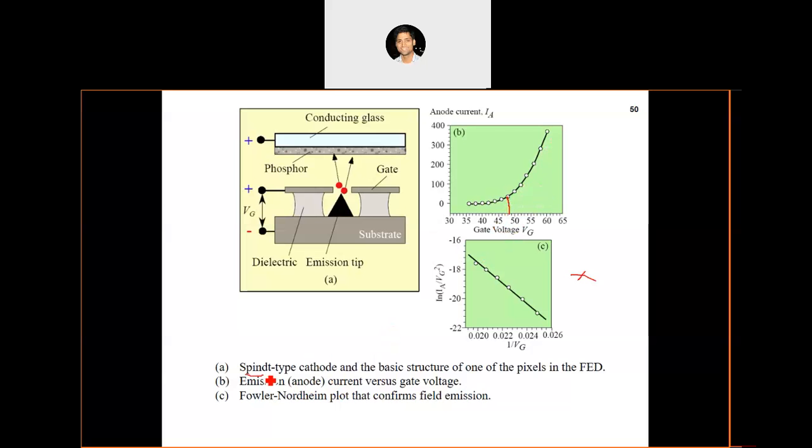This kind of cathode which we are seeing here is known as the Spindt type cathode. It comes from the person who actually invented this kind of cathode. And it is the basic structure of one of the pixels in the field emission device. Why am I saying one pixel? Because this will generate only one type of color.